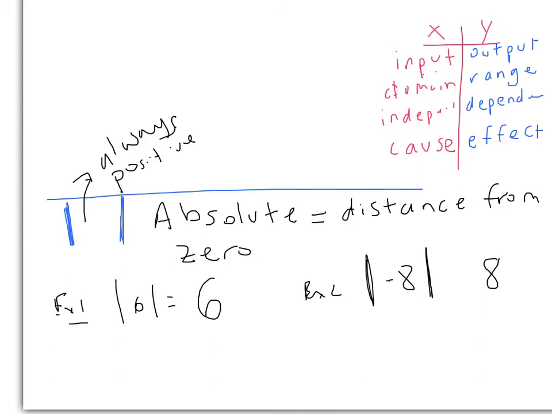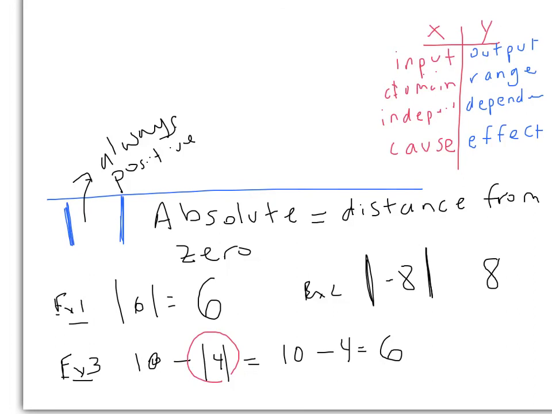So let's go with a couple more examples. What if you had 10 minus the absolute value of 4? That's the same thing as 10 minus, how far is 4 from 0? It is 4. So 10 minus 4 is 6. All you do is take whatever number is in the absolute value and make it positive. If it's positive, it still comes out positive. If it's negative, it still comes out positive. Alright? We'll work on some more of that tomorrow.